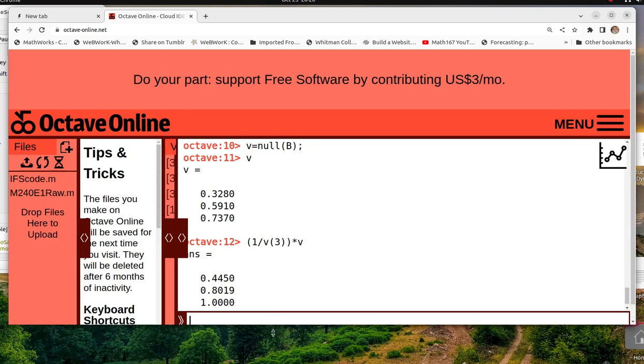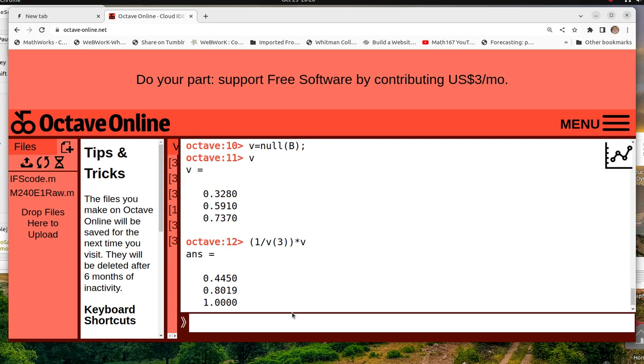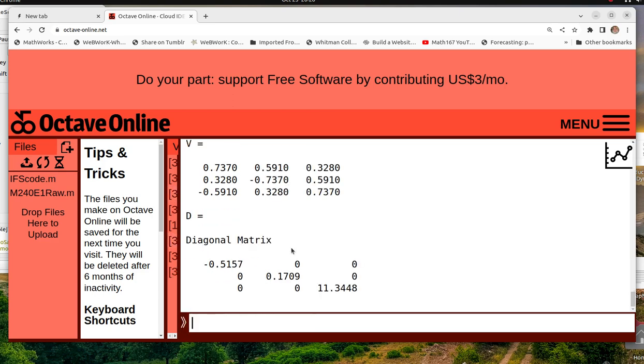Next, we are going to compute the eigenvectors and eigenvalues using the eig command. So that's just eig A. And this is the eigenvector that we got before too, 0.380, 0.591, 0.737, and that corresponds to this eigenvalue.